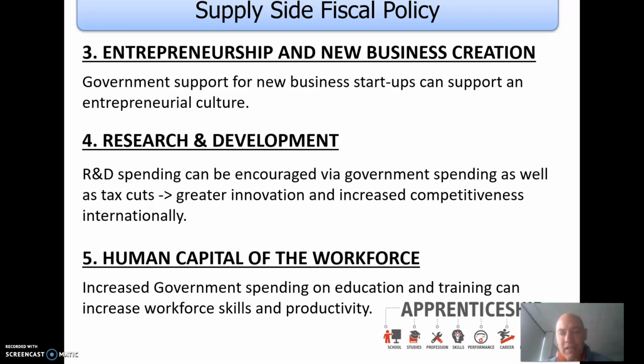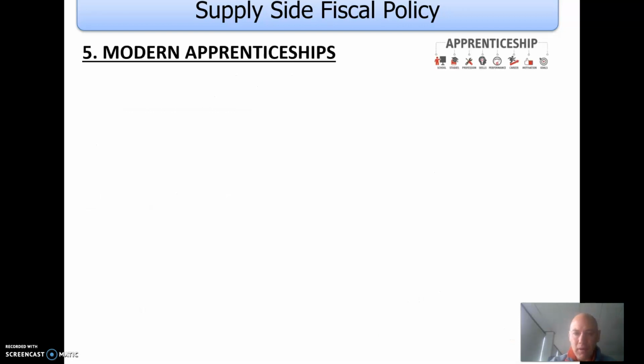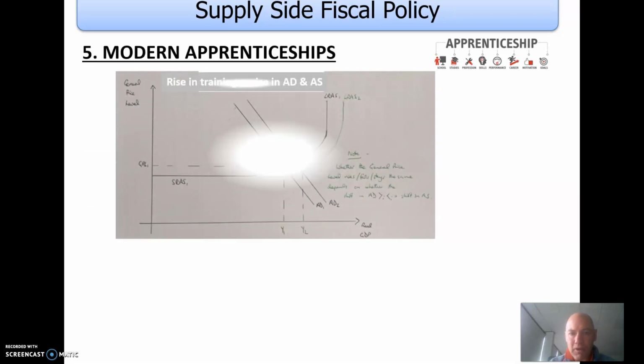Now, why do these increase the long-run aggregate supply of the economy? Because think about what we've been talking about. All of these lead to either more labour, more capital, more enterprise, or they make those more productive themselves. Okay, just in terms of modern apprenticeships, last one for you guys.